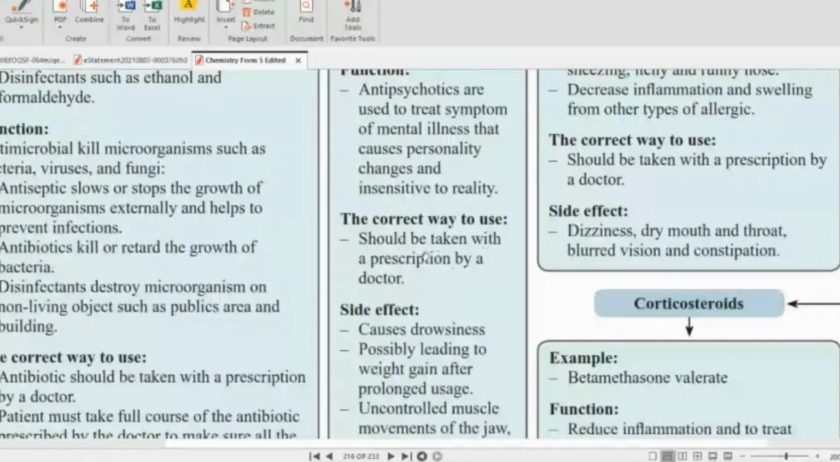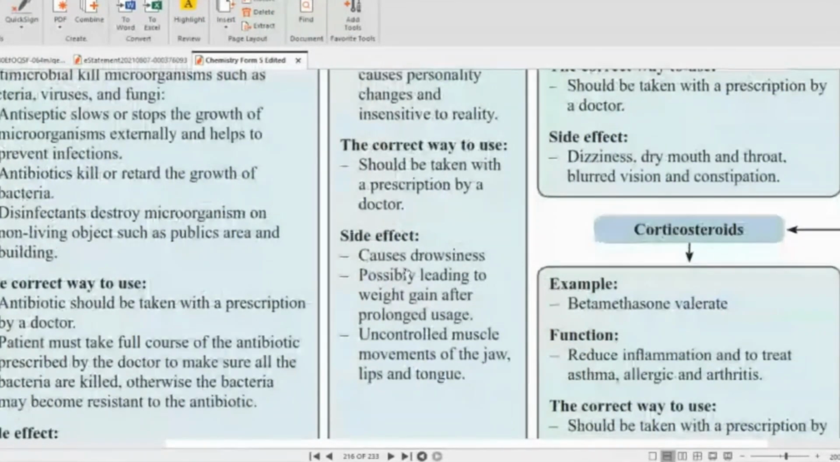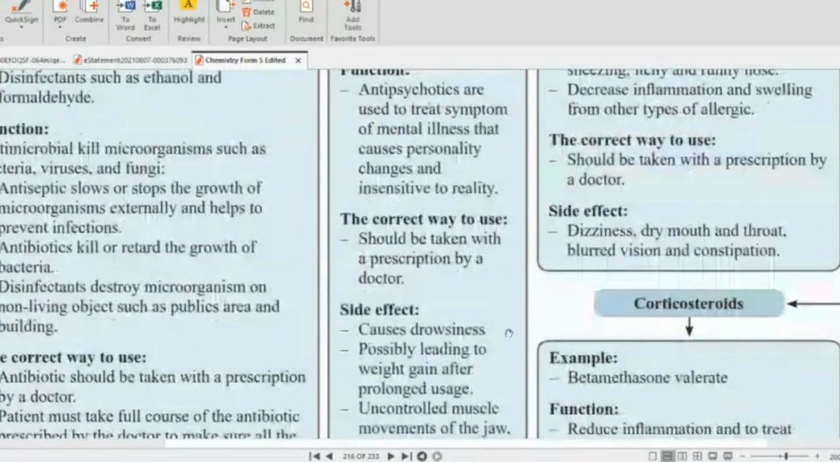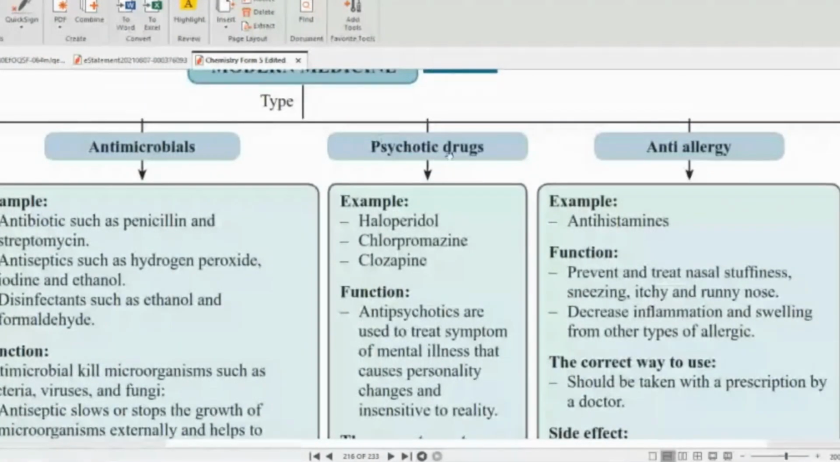The correct way to use is to take with a prescription by a doctor. Side effects: cause drowsiness, possibly leading to weight gain after prolonged usage, and uncontrolled muscle movements of the jaws, lips, and tongue. So this one, antipsychotics, is for real mental illness, to help the patient live a normal life. Okay, any question?